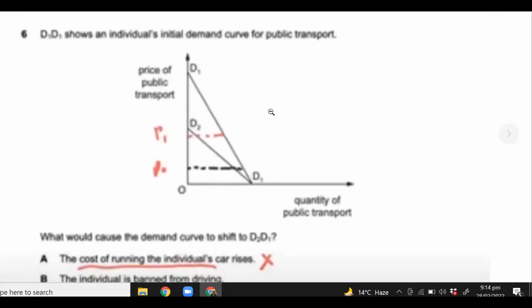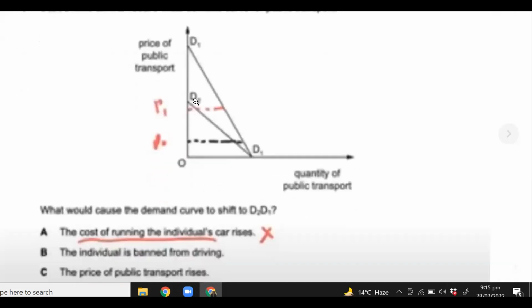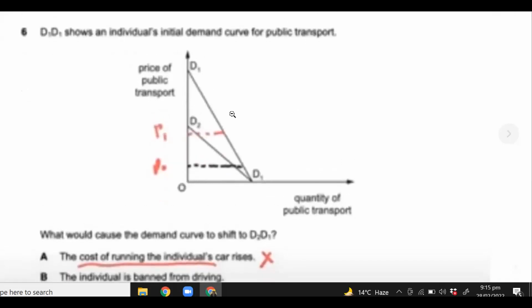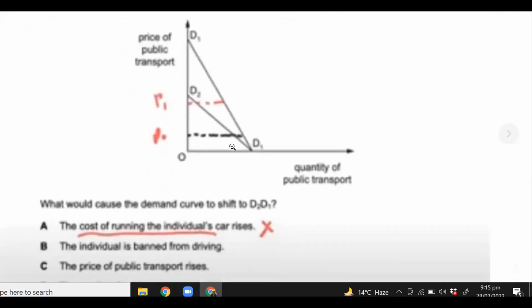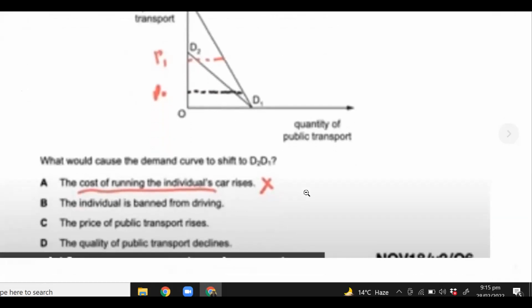Okay. So D1 shows an individual's initial demand curve for transport. This outer D1 is the initial demand for public transport. You have the price of public transport on the y-axis and the quantity of public transport on the x-axis. What would cause the demand curve to shift from D1 to D2? The options are: the cost of running the individual's car increases; the individual is banned from driving; the price of public transport rises; the quality of public transport declines.